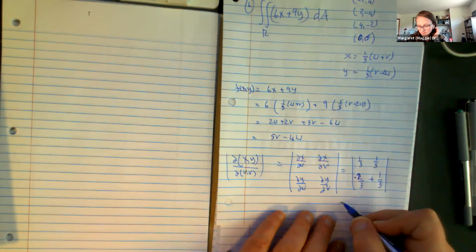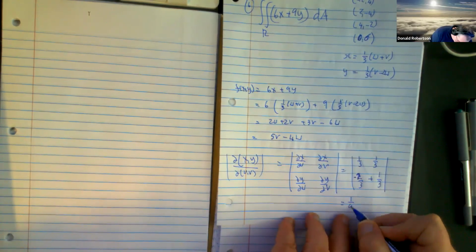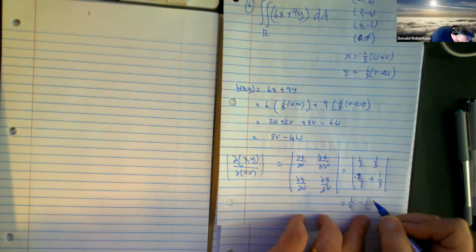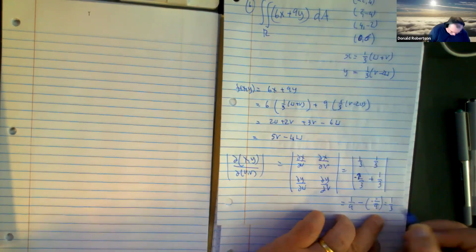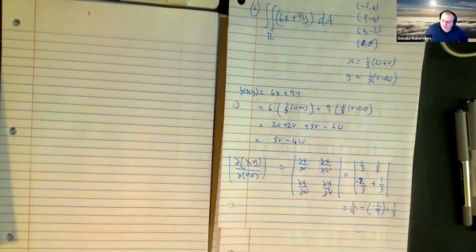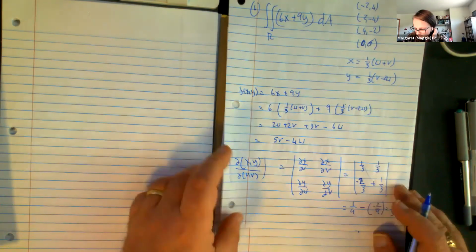Yes. So major diagonal is 1/9, take away -2/9. That gets you 3/9. So the answer is 1/3. Does the Jacobian equal a third look right? Yes. So we're good there.